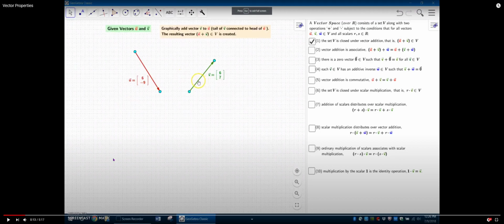He has two vectors in the plane, and he drags them together to illustrate the addition. When you add these two vectors, the 6 plus the 6 is 12, and the minus 9 plus the 7 is minus 2. So when you add these two vectors component-wise, you could interpret it graphically by taking the tail of one vector and adding it to the head of the other, and the result connects the tail of the first vector to the head of the second vector. But the key for closed under vector addition, the additive closure, is to notice that this vector here is in the plane also.